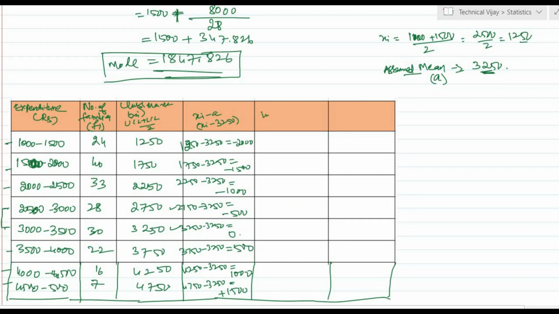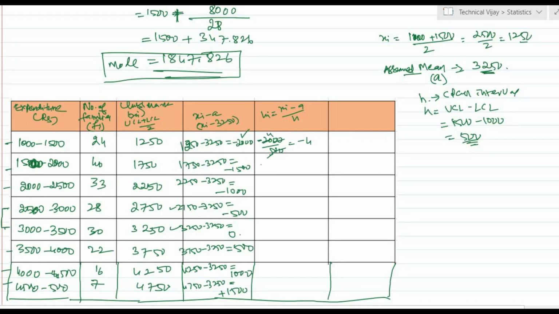Now we have to calculate ui, which is equal to xi minus a divided by h. What is h? h is the class interval, which is equal to upper class limit minus lower class limit. Here 1500 minus 1000 is equal to 500, so h is equal to 500. Now we divide xi minus a by 500. Minus 2000 divided by 500 is equal to minus 4.